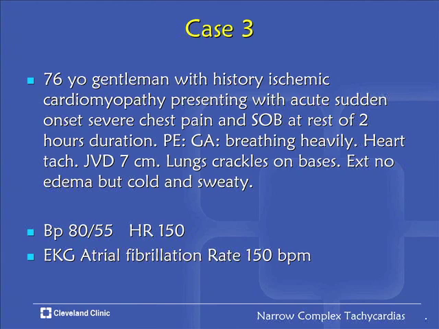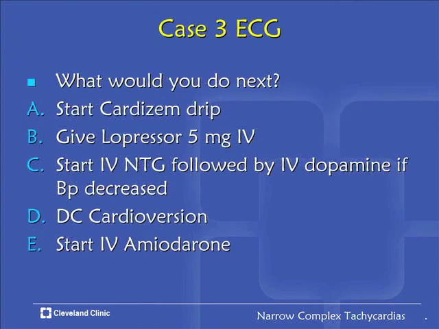Heart rate is 150. EKG: atrial fibrillation with heart rate of 150 beats per minute. What are you going to do with this guy? Are you going to give him Cardizem, low pressure, IV nitroglycerin, followed by dopamine if the blood pressure decreases?